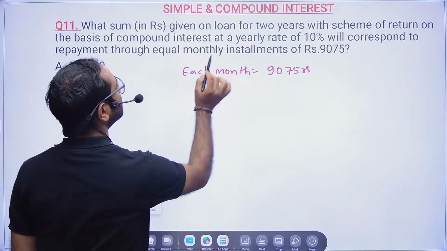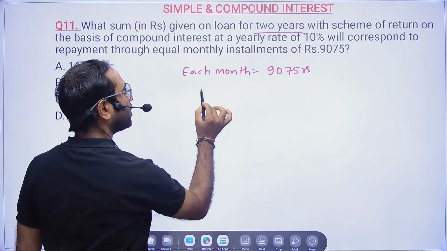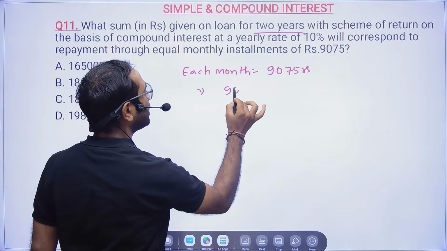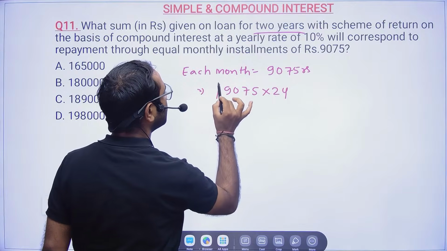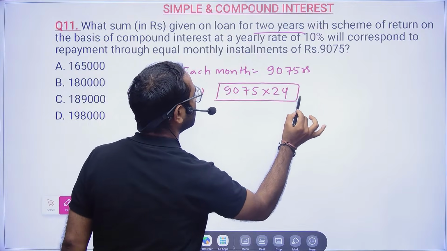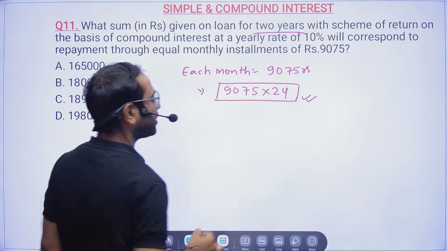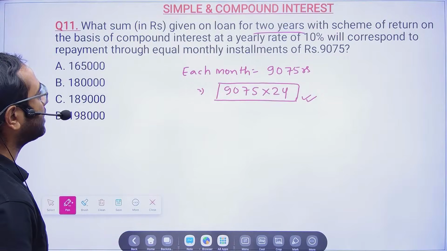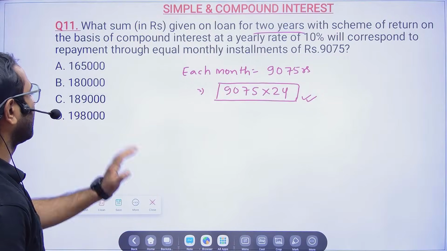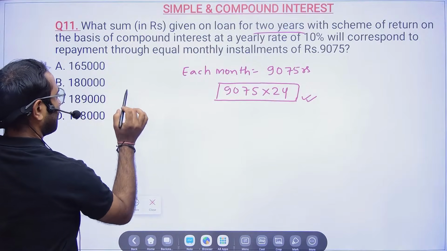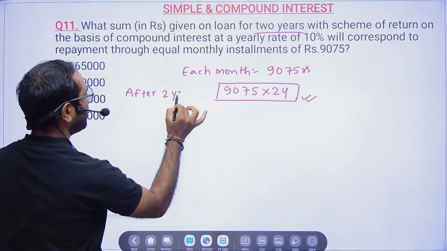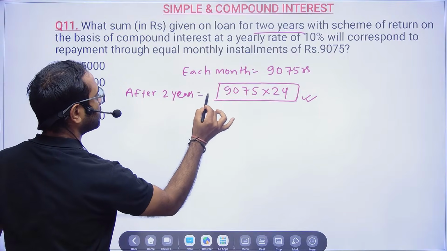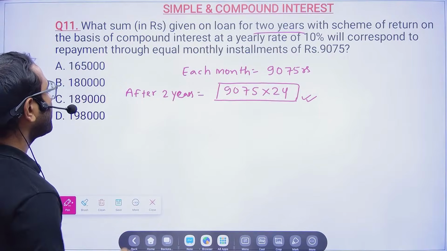Each month to Flipkart, you are paying 9,075, for how many months? For 2 years. So in 2 years, 24 months will be there. So basically this is the total money you are going to pay to Flipkart. Correct? That means after 2 years, you would have paid this much. How much money had you taken?